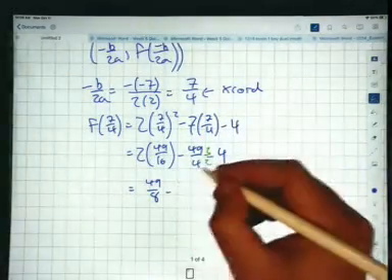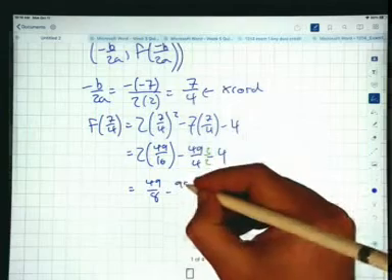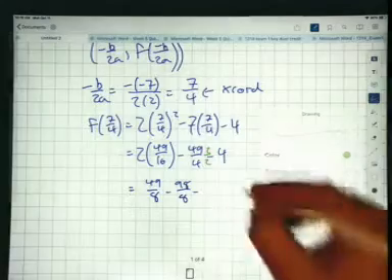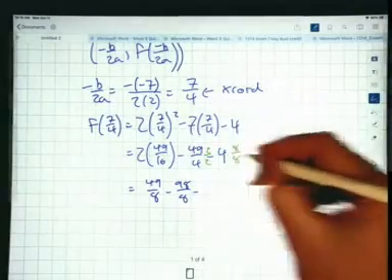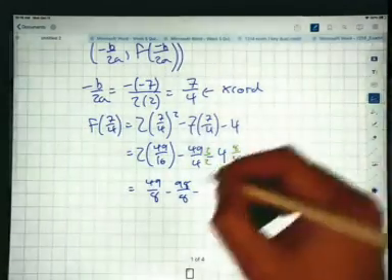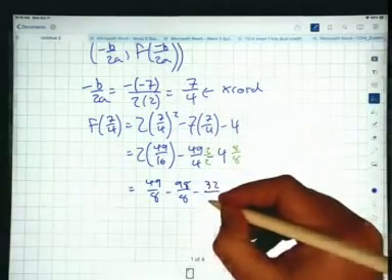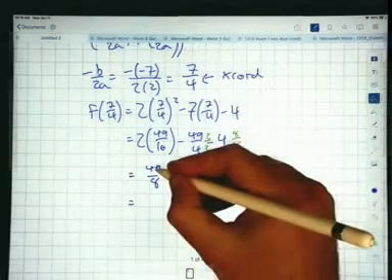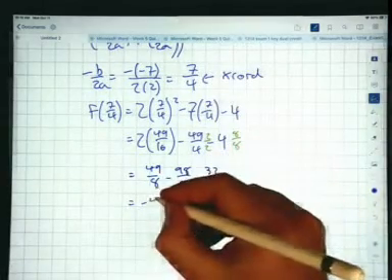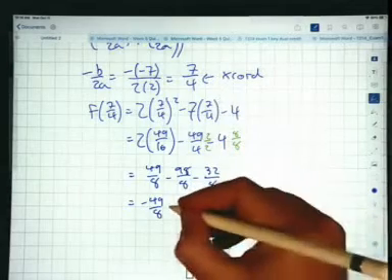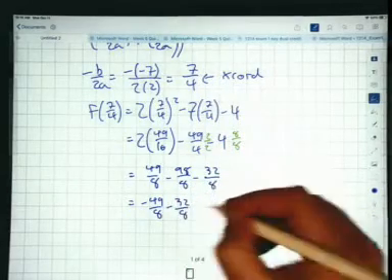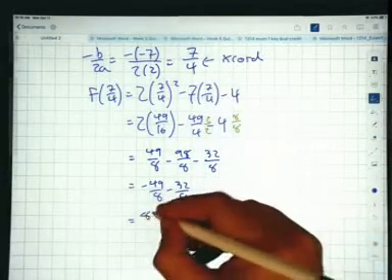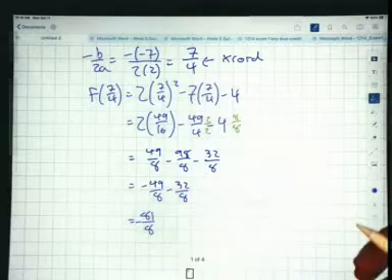So that's going to give me 98 over 8. And we'll multiply the 4 by an 8 over 8. That's going to give me a 32 over 8. 49 minus 98 is a negative 49 over 8 minus 32 over 8. And that's going to give me 49 plus 32, which is 81 over 8, negative.